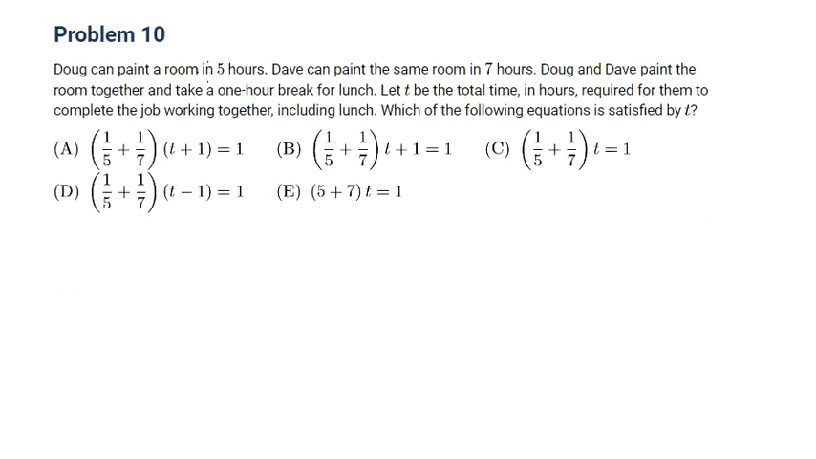Problem 10. Doug can paint a room in 5 hours. Dave can paint the same room in 7 hours. Doug and Dave paint the room together and take a 1-hour break for lunch. Let t be the total time in hours required for them to complete the job working together, including lunch. Which of the following equations is satisfied by t?